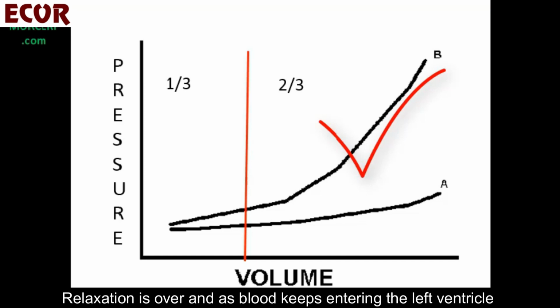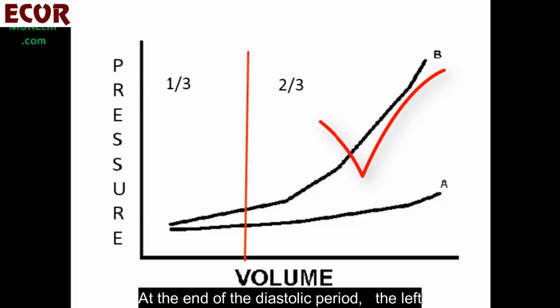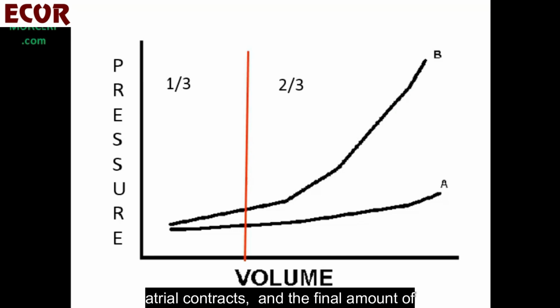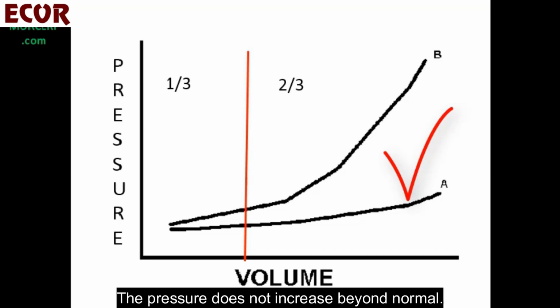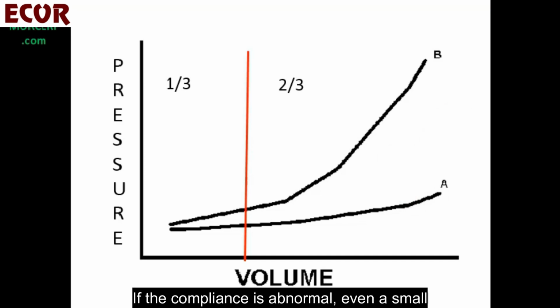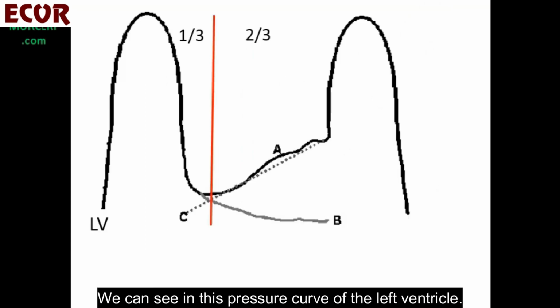Relaxation is over, and as blood keeps entering the left ventricle, the pressure rises. At the end of the diastolic period, the left atrium contracts and the final amount of blood flows in. If the compliance is normal, when blood enters the left ventricle in the last two-thirds of diastole, the pressure does not increase beyond normal. If the compliance is abnormal, even a small amount of incoming blood will abnormally increase the left ventricular pressure. We can see this in the pressure curve of the left ventricle.